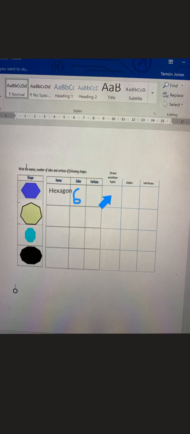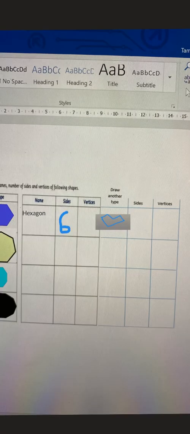It doesn't matter what they look like as long as they've got 6 sides, because a hexagon always has 6 sides. So I could draw any 6-sided shape here. Here is my hexagon. Let's count to double check it's got 6 sides. 1, 2, 3, 4, 5, 6. Yes, it does. So even though it doesn't look like this, it is a hexagon because it's got 6 sides. And then here I would count up the number of vertices and see if they were the same.